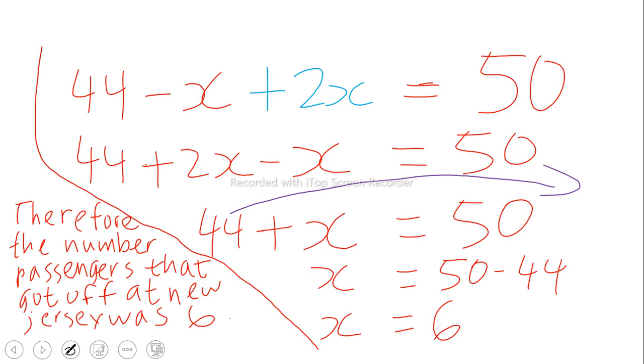Alright, any questions for me on this? Wait, where is the 2? The 2x. What do you mean, Kennedy? I mean, how come you didn't put it in your equation? You mean for the number of passengers who got on? Yes. Okay. Well, we kind of... Oh, I see it. You see it? Okay.